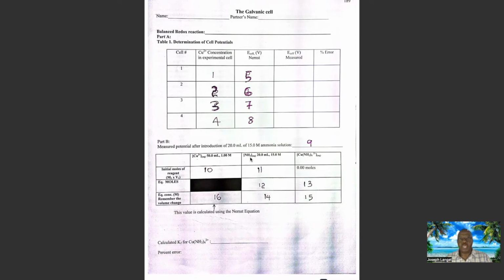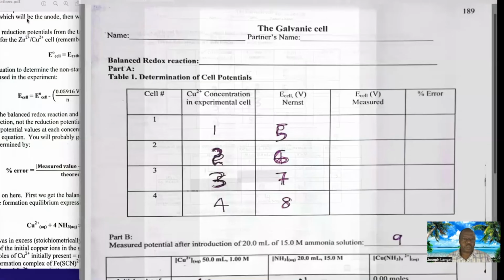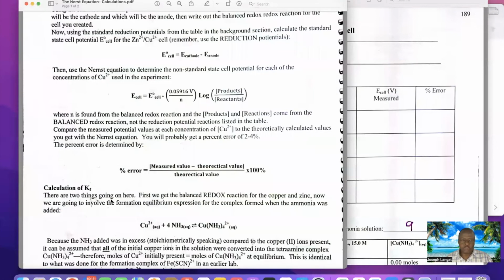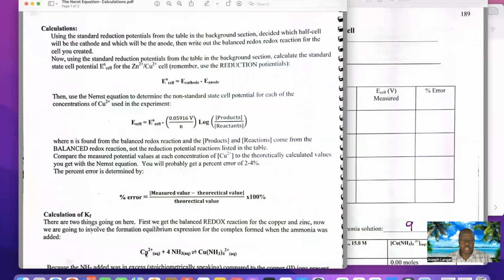Now, this is a limiting reagent problem too. Remember how you determine the limiting reactant using the stoichiometry. Remember the equation. We're going to come back to that. This equation right here is the stoichiometry: 1 mole of copper 2 ion and 4 moles of ammonia react to form 1 mole of the complex. So 1 mole of copper 2 ions produces 1 mole of the complex.